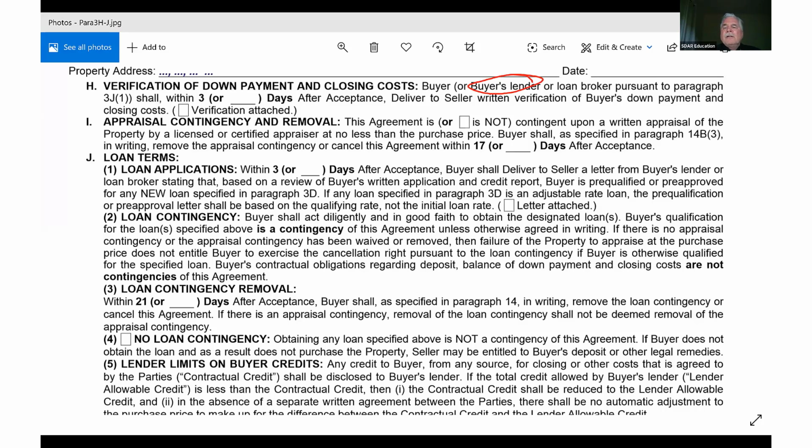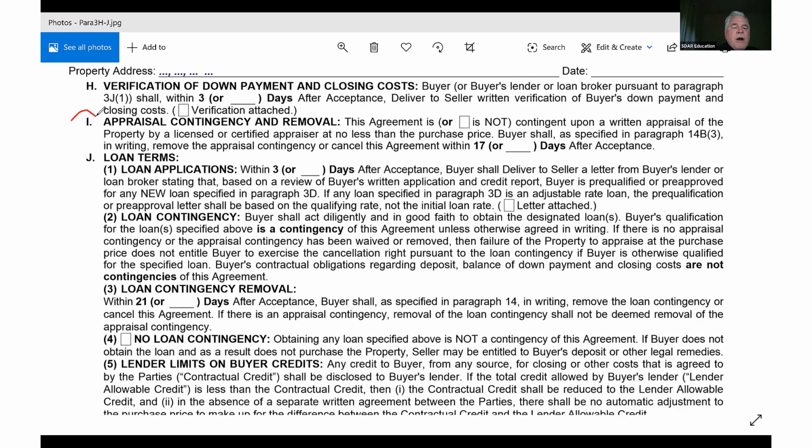So pursuant to 3J1, and we'll get to that in a second, within 3 days, I think you should be sending over your pre-approval letter at the time of the offer. That's just the way we do business. I know as a listing agent, we usually send it back and say, get us a pre-approval letter. The seller wants to see that before they're going to consider the offer. So 3 days, written verification of buyer's down payment and closing costs. And then we check the box right here that says verification attached. Don't check the box if you don't have the verification, okay?